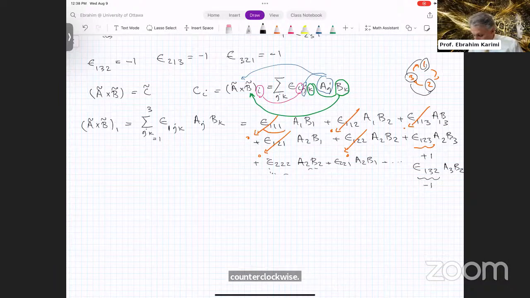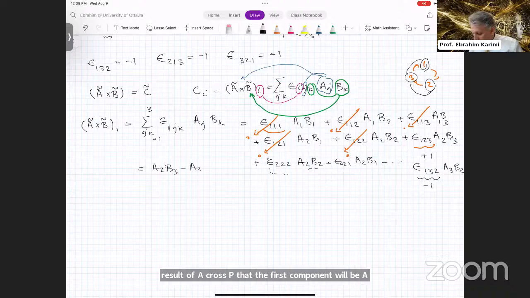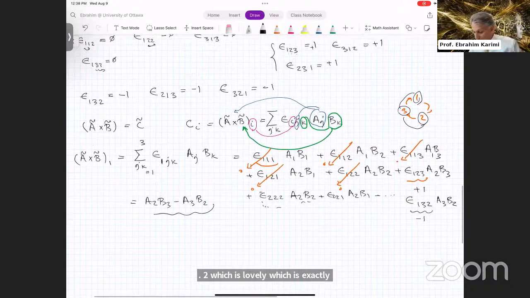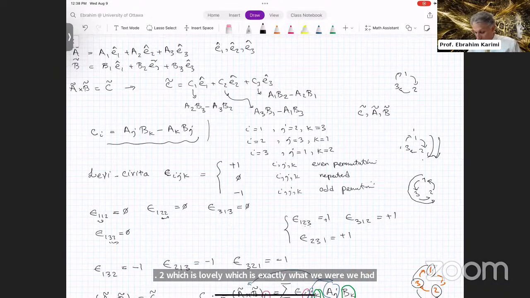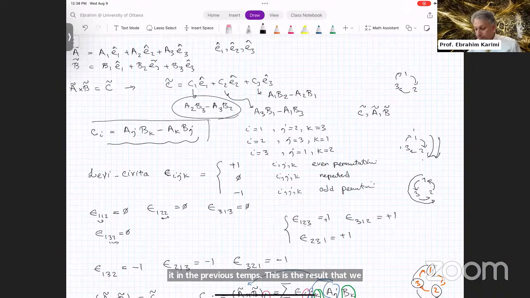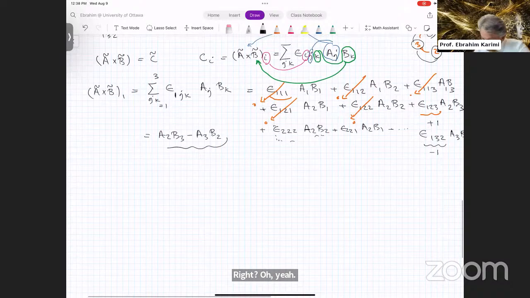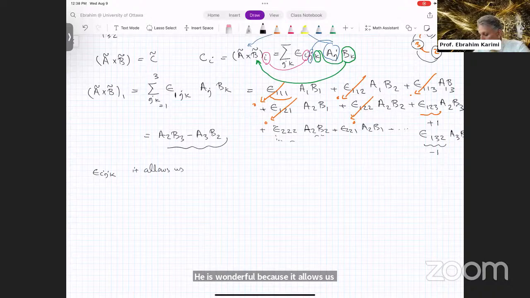So indeed, the result of A cross B, the first component, will be A2 B3 minus A3 B2, which is lovely, which is exactly what we had in the previous terms. This is the result that we had, right? So epsilon ijk, as I say, is wonderful because it allows us to compact our calculation.